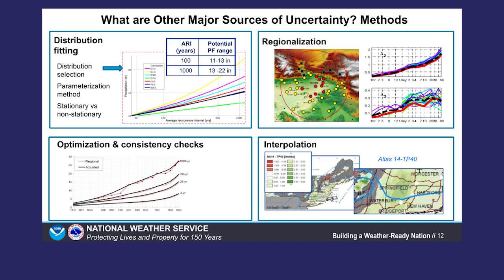For example, as shown in the top left figure, depending on what type of distribution is selected among 7 that passed all statistical tests, 100-year estimates vary between 11 and 13 inches. For rarer frequencies, differences are even more prominent. 1,000-year estimates vary from 13 to 22 inches. Choice of interpolation method affects estimates at ungauged locations. For example, some methods, such as Atlas 14, incorporate terrain, while others, like TP40, do not.